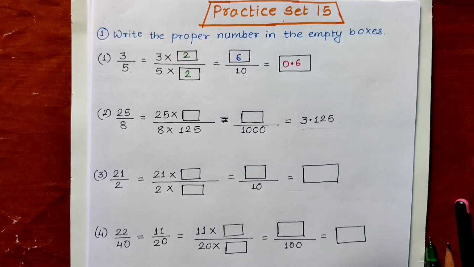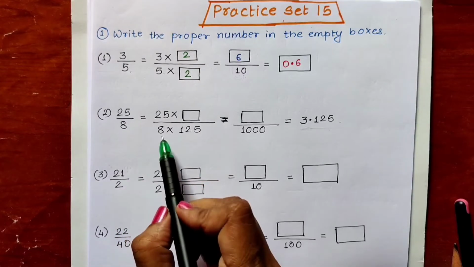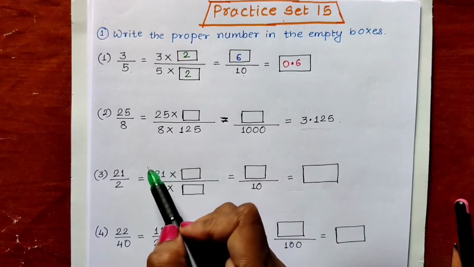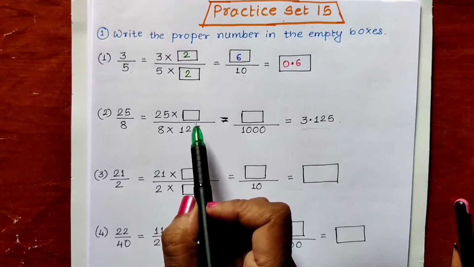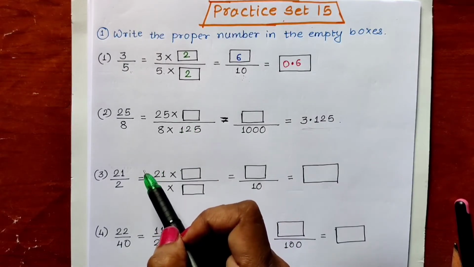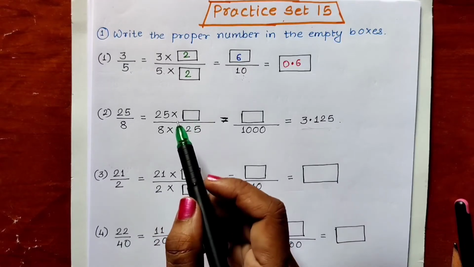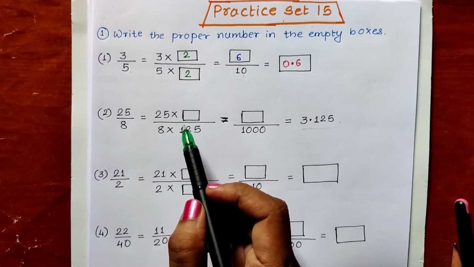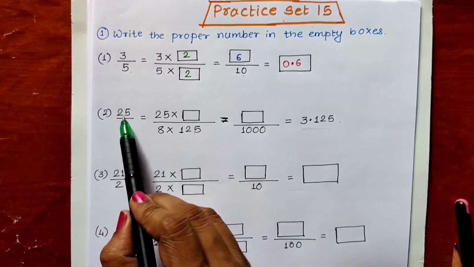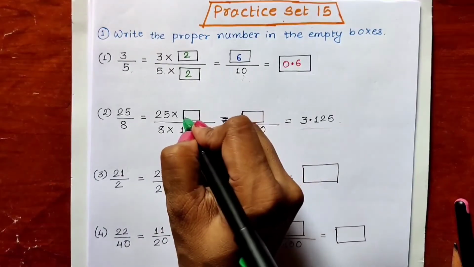Now let us see the second sum. In the second sum, the fraction is 25 upon 8. Now, in the second step, what is given to us? 8 is multiplied by 125. As the denominator is multiplied by 125, we have to multiply numerator as well by 125. Because we all know the rule is we have to multiply numerator and denominator both by same number. So, if 8 is multiplied by 125, 25 also has to be multiplied by 125.